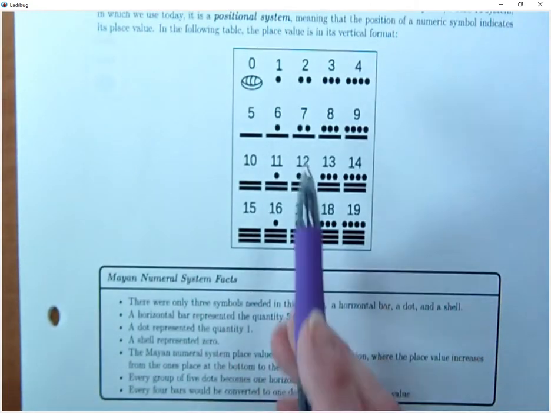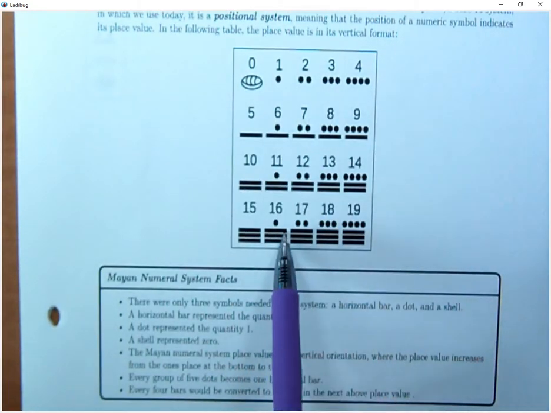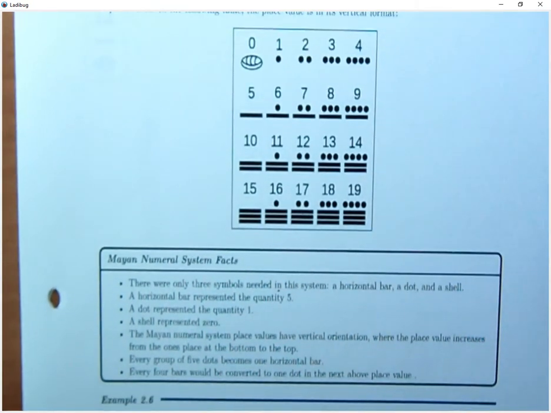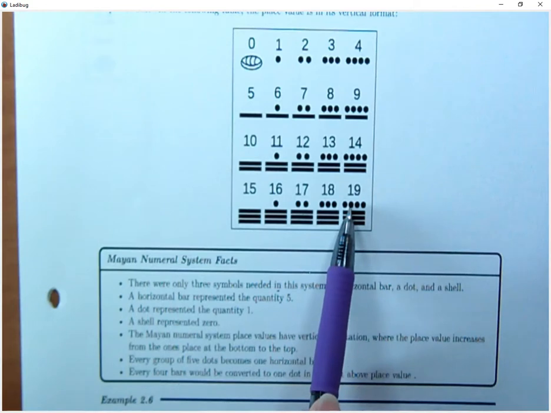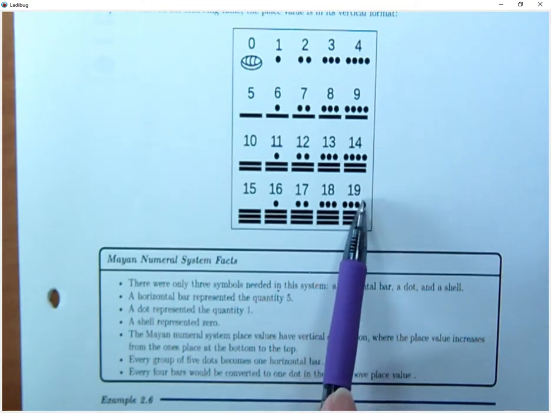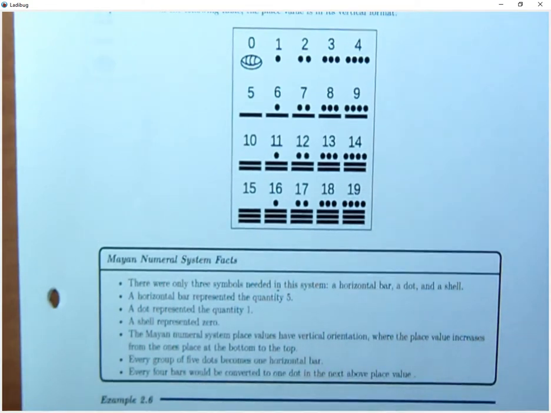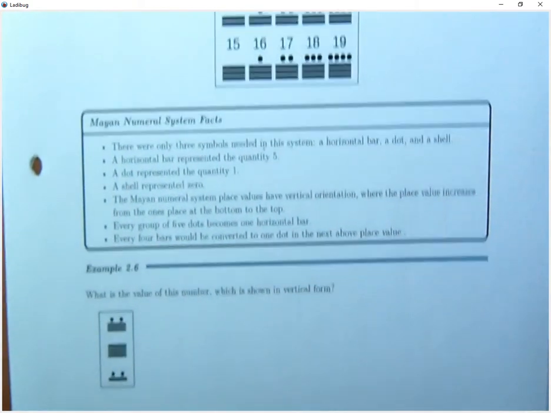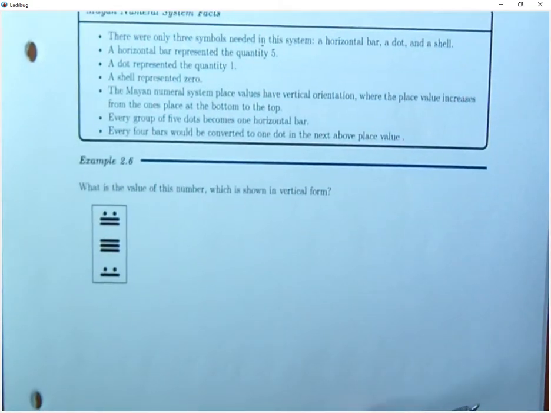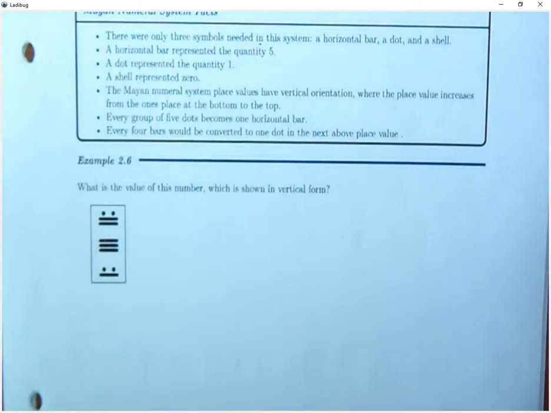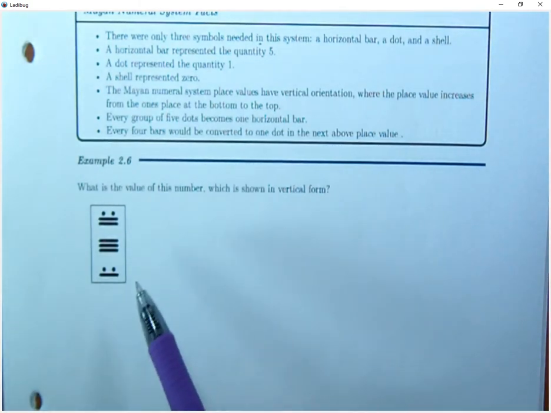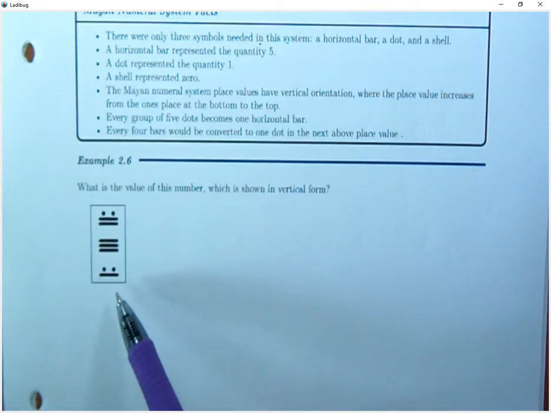So these are all the symbols. You can look through that yourself. Bars are 5. It's a pretty simple system, but it's a base 20, so once you get to 19, you'll go to the next place value. So here are some of the facts to look at. It's going to have a vertical orientation, which is a little bit different.